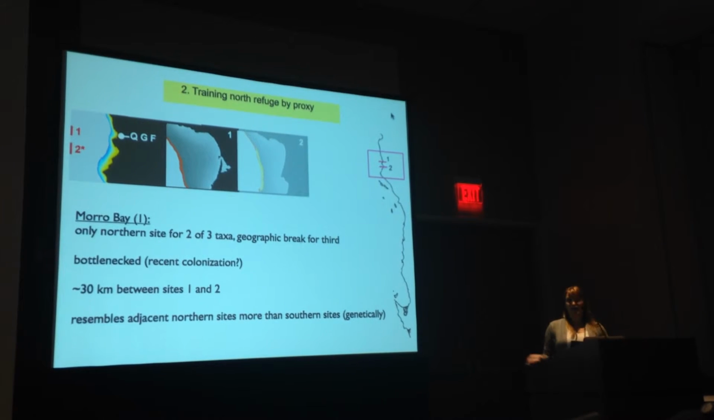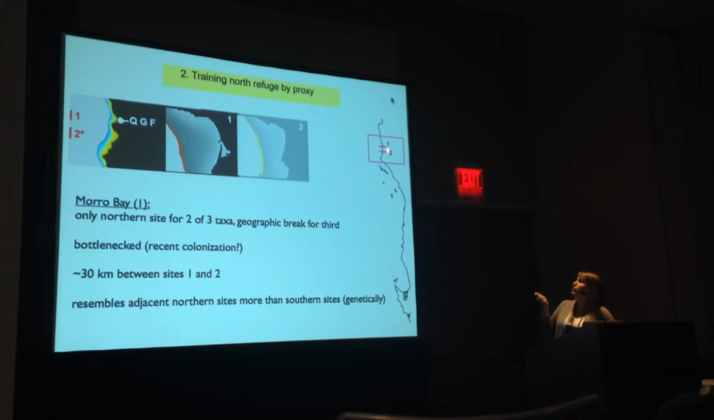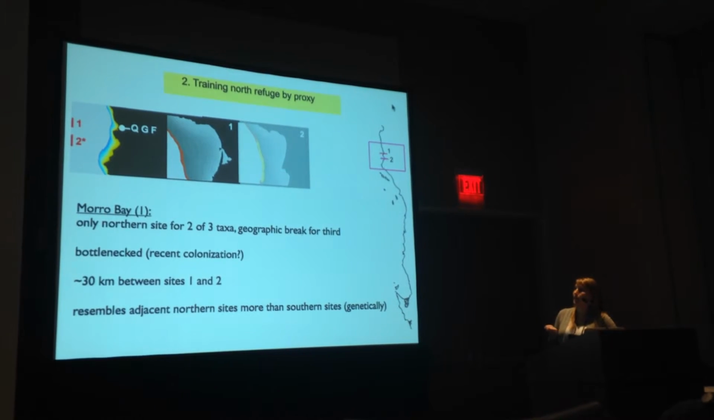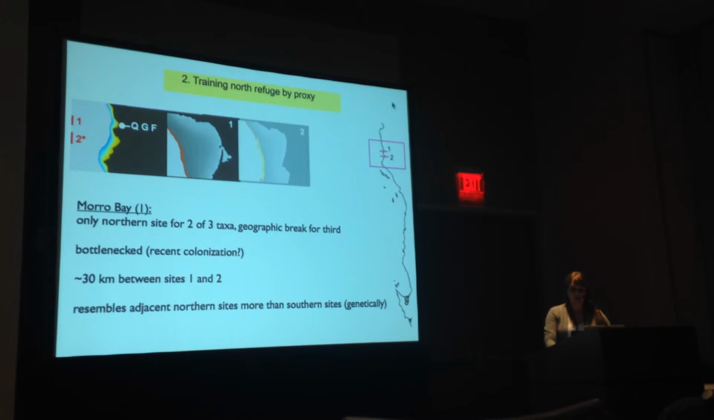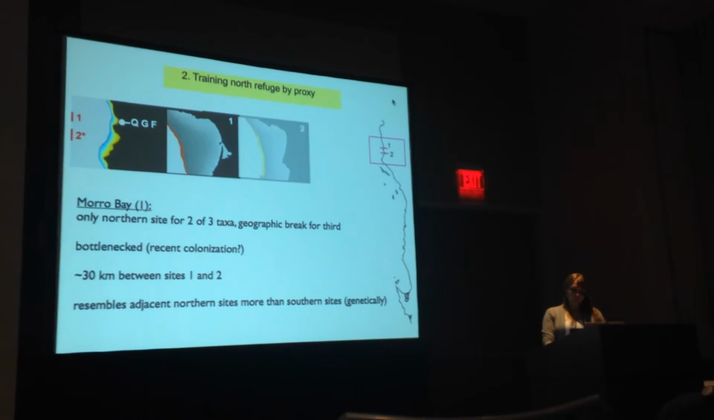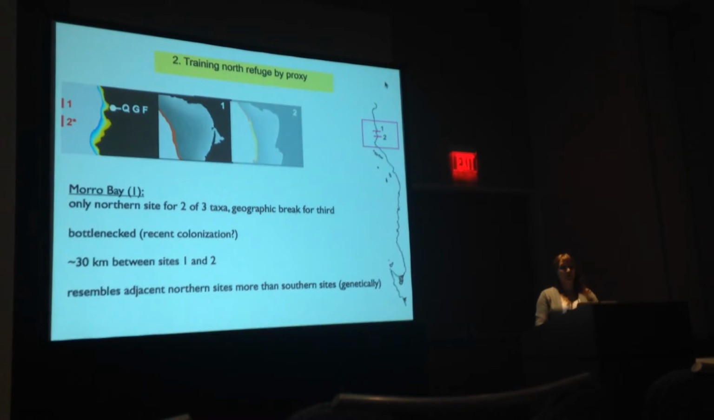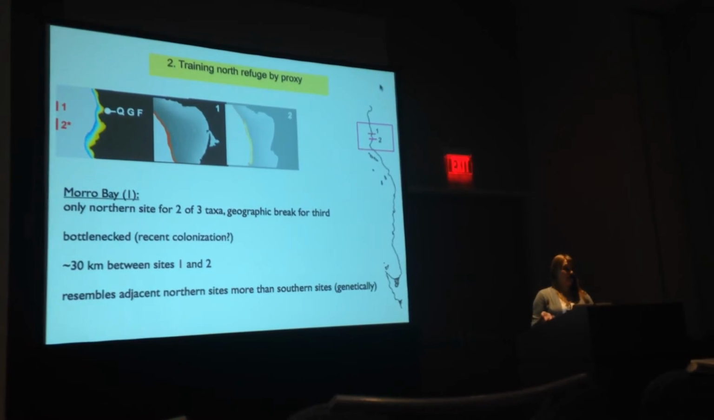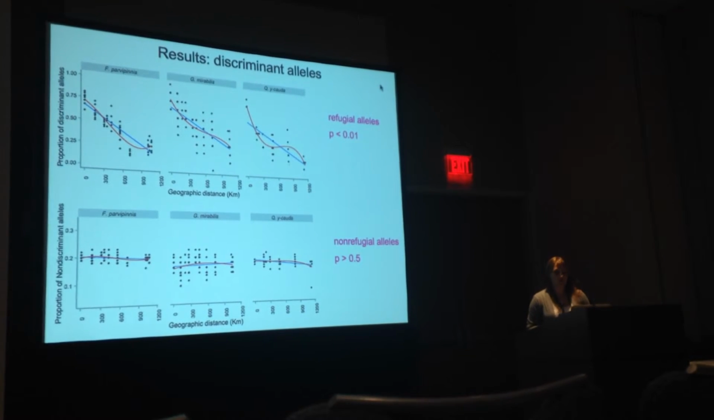So what we did, because we can't sample that population presently, is we used a population just north up here, and there are a few ideas for why that might be okay. One is it always has a very northern signature in mitochondrial DNA. It's also the only northern site for all three taxa. So that was a caveat that I wanted to mention.